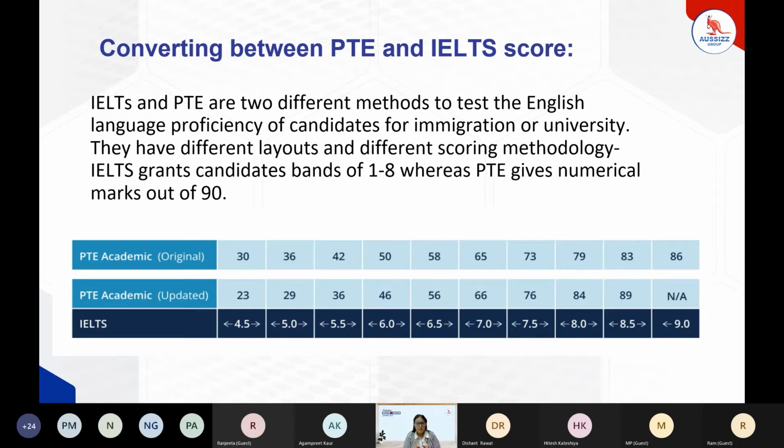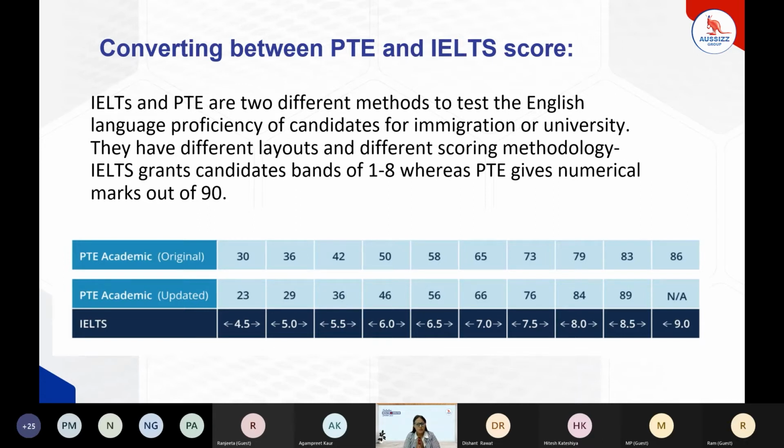This is one of the things which has been latest updated by Pearson, in April 2021, I think. They have given a concordance report in which they have mentioned the comparison between PTE and IELTS exams. So if you just watch out, 8 bands is equivalent to 84. Previously it was 79, that is the original, updated in April 2021, that is 84 right now, as compared to IELTS 8 bands. So now the competition is getting a bit tougher.